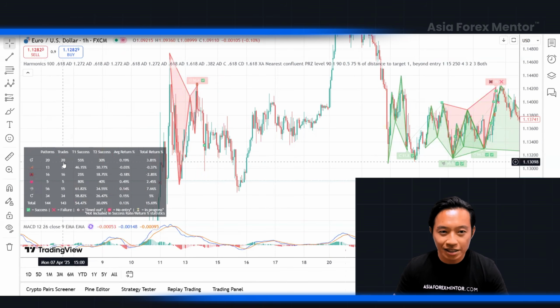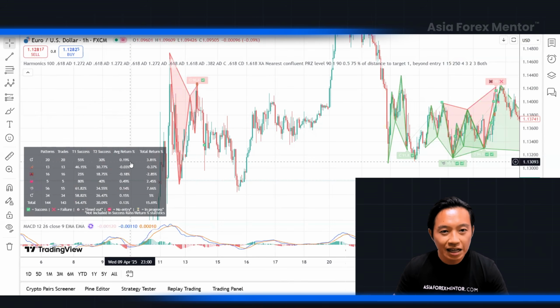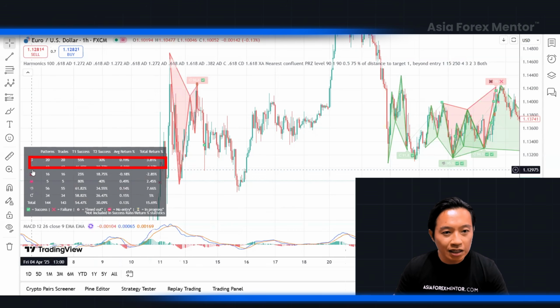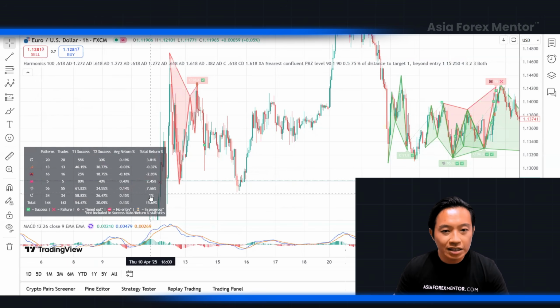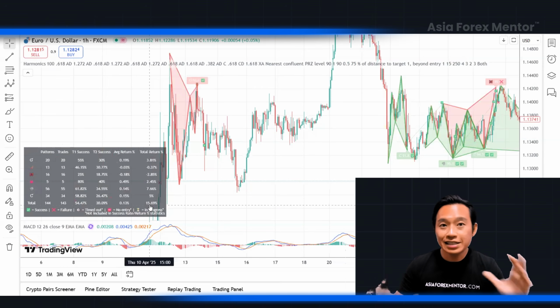So out of the 20 patterns, 20 trades, take profit 1 success is 55%, take profit 2 success is 30%, average return 0.19%, overall return is 3.81%. So as we can see, maybe the bet is not really good, but some of it is really good, right? I haven't gone into detail about what all these symbols represent, but anyways, in total, as you can see, like I said, this is not 100%.